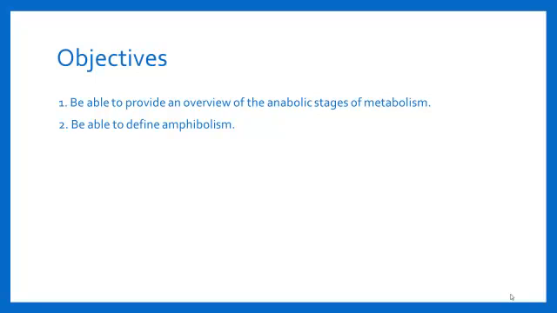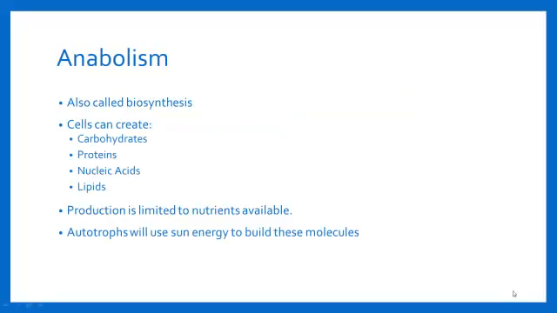able to define amphibolism. Let's start this topic by looking at what anabolism is. This process is sometimes called biosynthesis, which is the term that I personally prefer to use, so I apologize if I mix terms during this lecture. Cells can build any of the 4 biological molecules we talked about way back in Chapter 1. The production of these has 2 requirements.